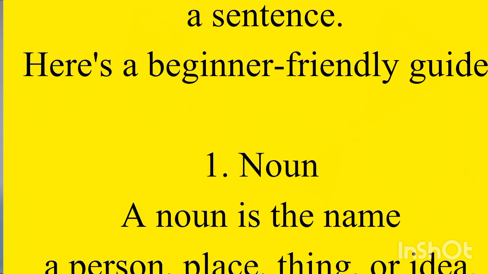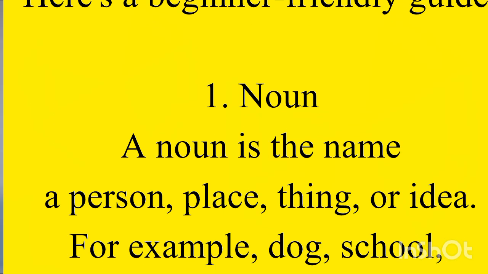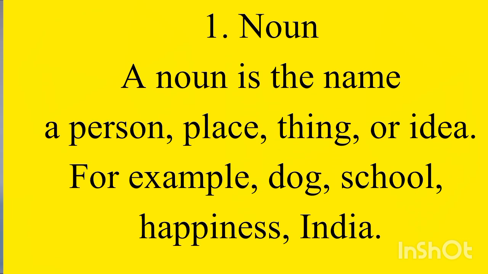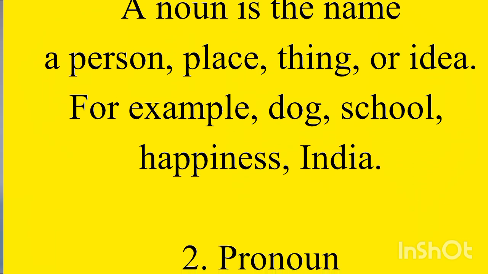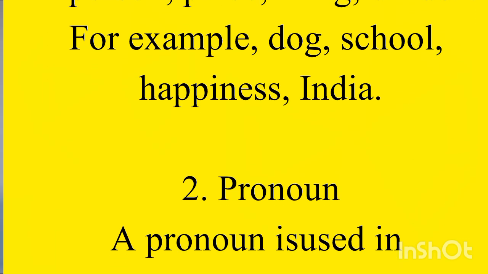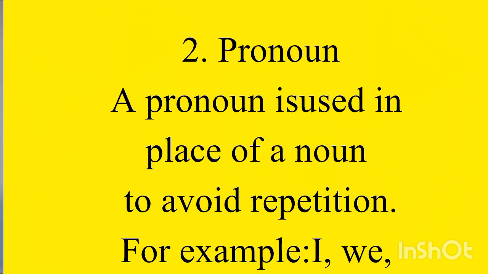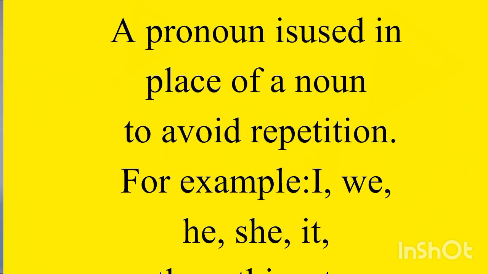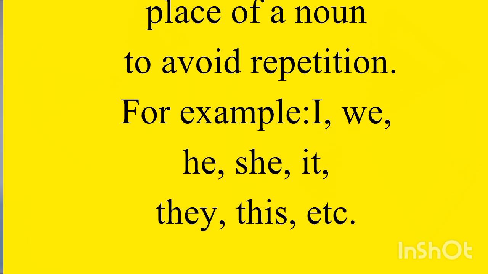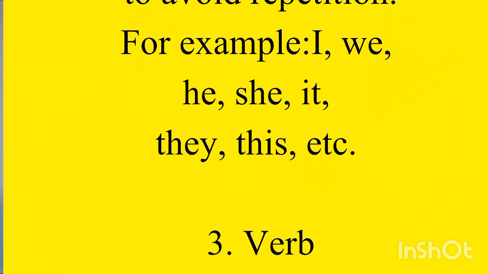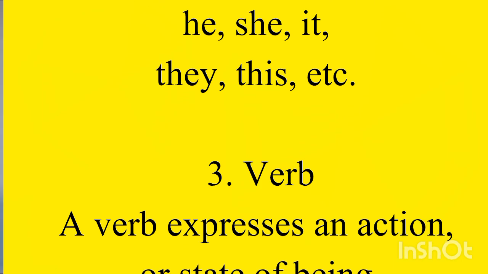1. Noun. A noun is the name of a person, place, thing, or idea. For example, dog, school, happiness, India. 2. Pronoun. A pronoun is used in place of a noun to avoid repetition. For example, I, we, he, she, it, they, this, etc.